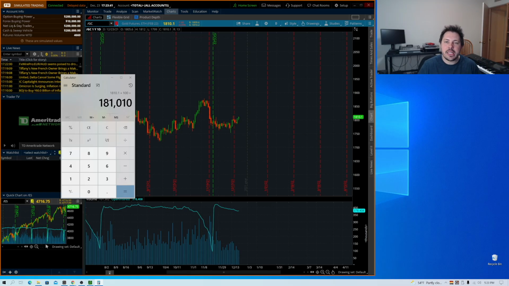$181,010, right? So if you were going to take delivery of 100 ounces of gold, like a 100 ounce bar, it would cost you $181,010 if you were able to use the futures and buy a futures at this spot price, planning on taking delivery of it, keeping this money in your brokerage account, and then paying for that gold, right?